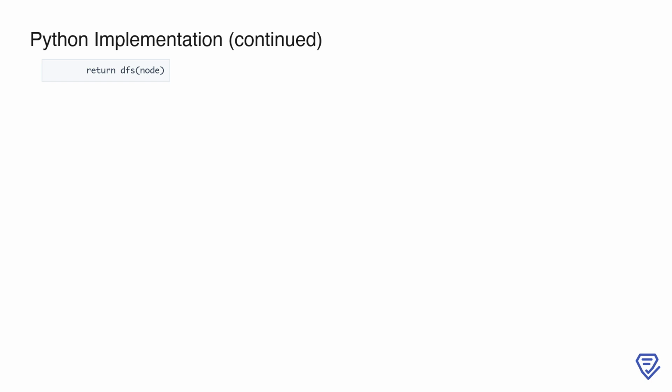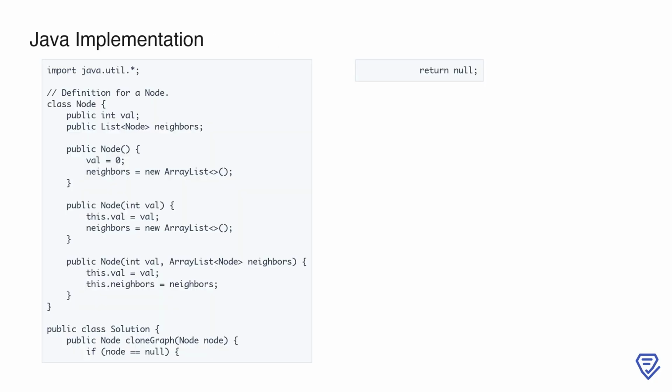This concludes the Python implementation of the deep copy algorithm for a graph. Here, we begin by defining the structure of our graph using the node class. Each node has a value, represented by val, and a list of its neighbors. The class provides three constructors: a default constructor for creating an empty node, one that initializes only the node's value, and another that initializes both the value and its neighbors. Following this, we define the solution class, where we will implement the method to clone the graph.